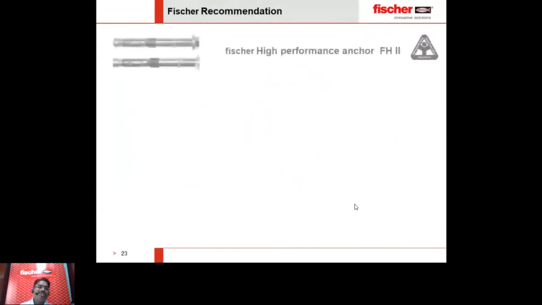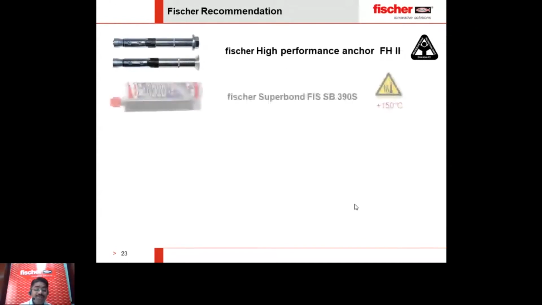Our recommendation for this anchor is the high performance anchor FH2, which has shockproof approval and better shear capacity because it is a sleeve anchor. If this anchor does not work, there is Fischer Superbond FIS SB 390 S, which is a hybrid mortar. It can work for short-term temperatures of 150 degrees centigrade. If there is any provision for temperature, you can go with this anchor. This is also fast curing.